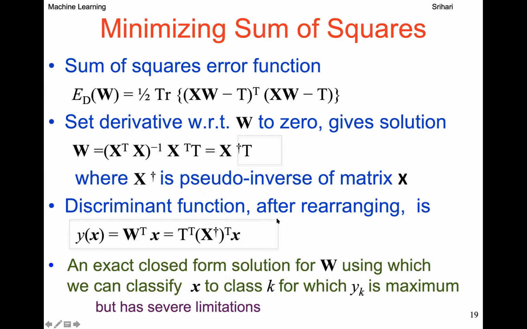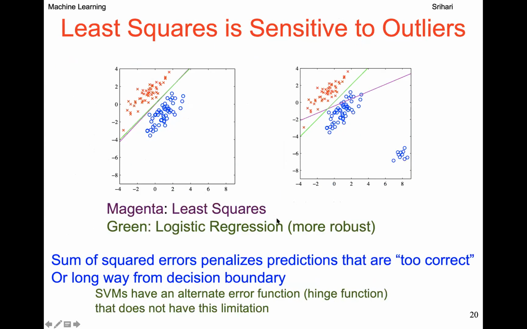But this solution has several limitations. If I have two classes, the blues and the reds, and we use least squares, it'll find a boundary nicely here. The magenta is the least squares. And we've seen logistic regression before. It's actually more robust. Here it is almost the same. The green is almost the same as the magenta.